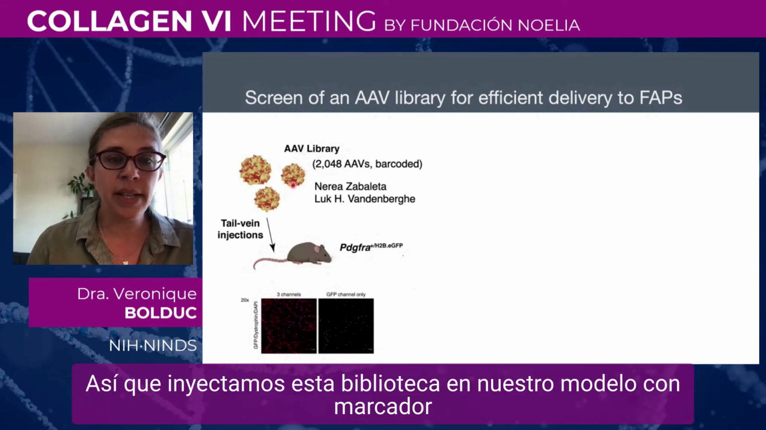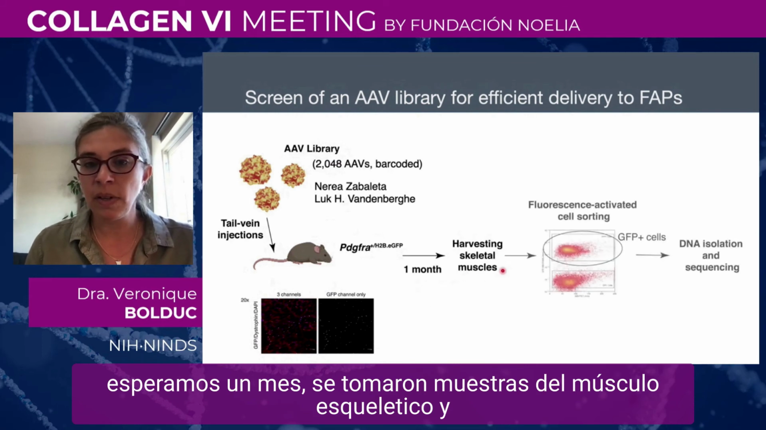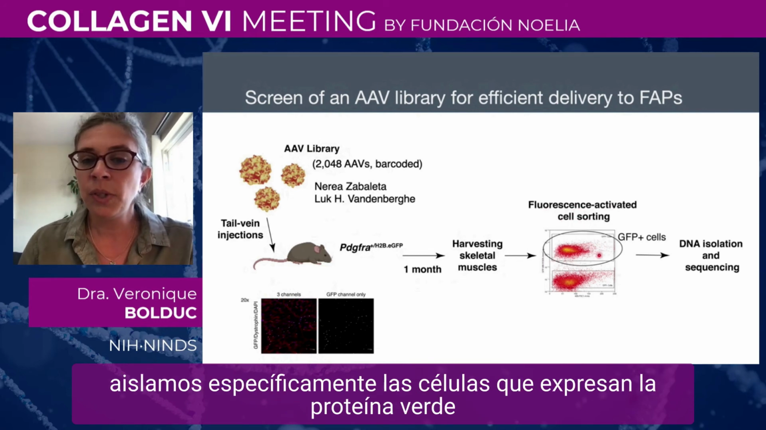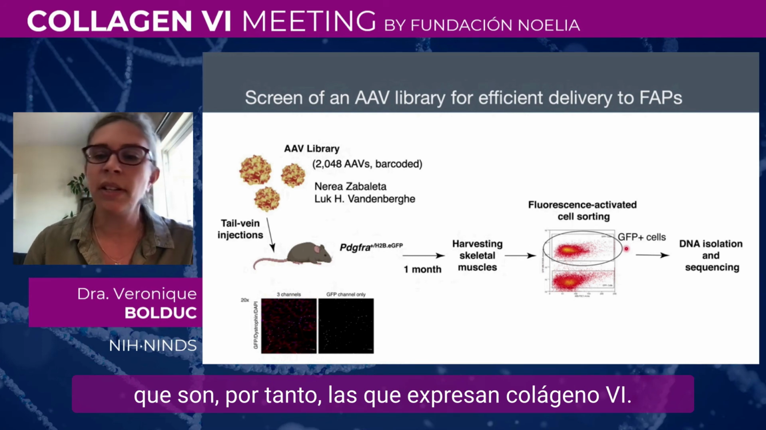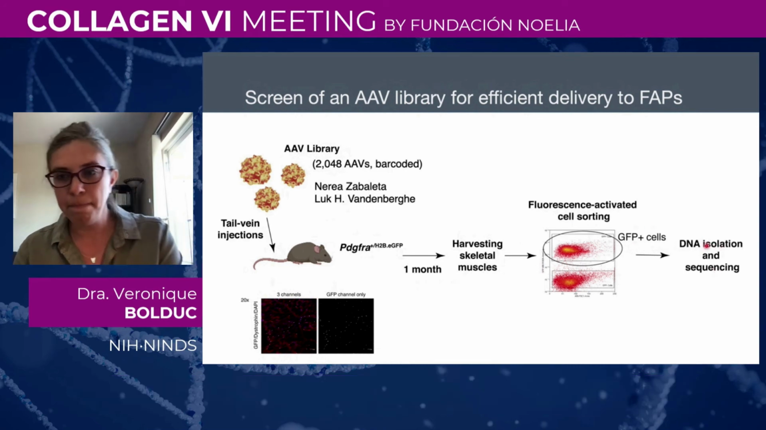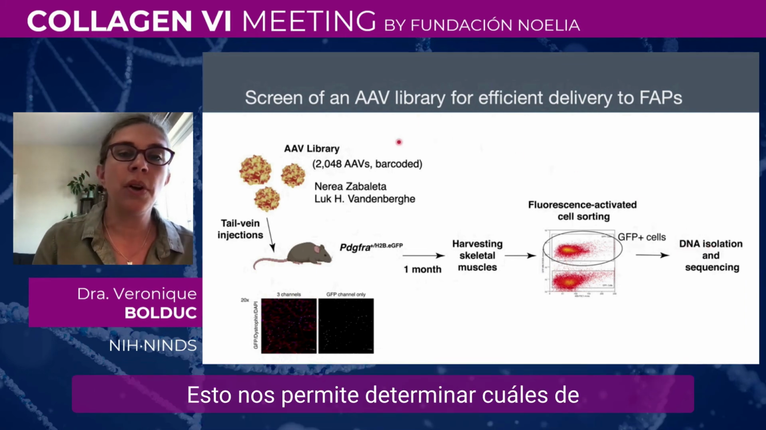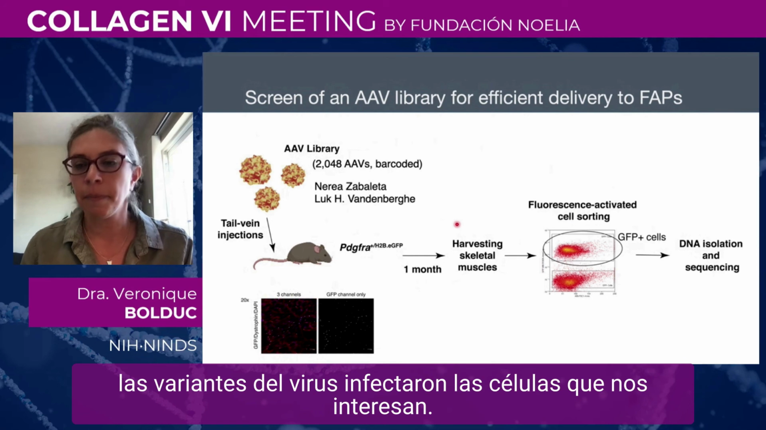So we injected this library into our reporter model, waited 1 month, harvested skeletal muscles, and used a technique called fluorescence activated cell sorting to specifically isolate the cells expressing the green fluorescent protein, and by consequence, the cells that express collagen 6. And we isolated the DNA and sequenced the barcodes present inside these cells. So this allows us to find which of the variants infected the cells of interest.